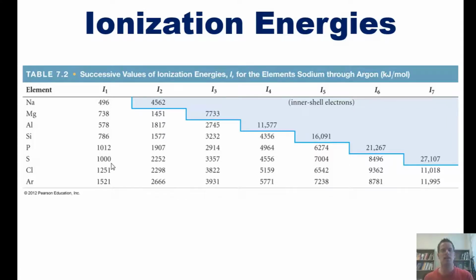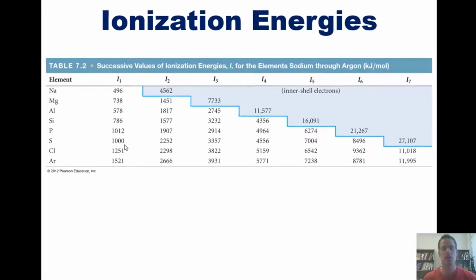The answer is because as you go from left to right, one element to the next across a row on the periodic table, each element has one more proton in its nucleus, which means that it hugs its valence electrons more tightly and more intensely towards itself than its predecessor in the row.